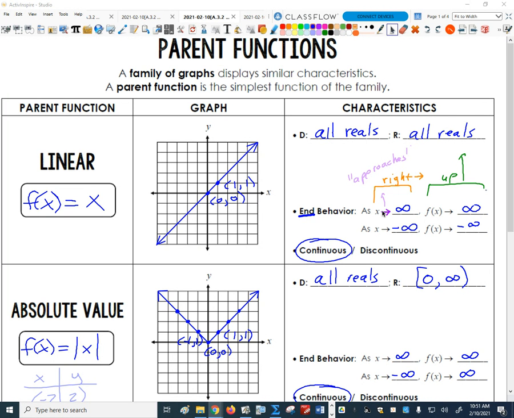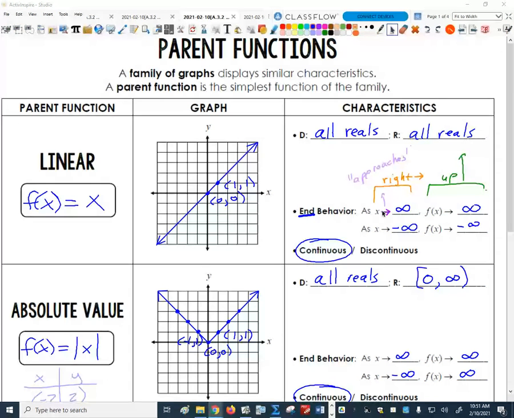Okay, so if we go back to last time we met, remember we were talking about parent functions, right? We had a couple definitions. A family of graphs is a collection of graphs that all display similar characteristics. Well, a parent function is just the simplest member of that family of graphs, right? It's the most basic form of each of these different types of functions, right? And we filled in most of these. I think we just have two left.